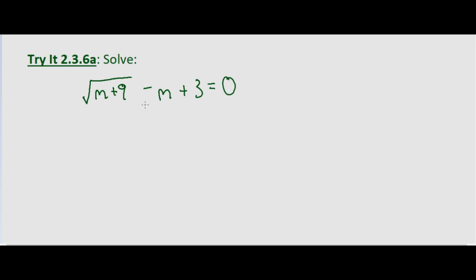So first off, let's isolate the radical. We have the square root of m plus 9 minus m plus 3 equals 0, and we want to solve for m. So let's add m to both sides. Let's subtract 3 from both sides. That's going to give us the square root of m plus 9 equals m minus 3. The radical is a square root, so we square both sides.